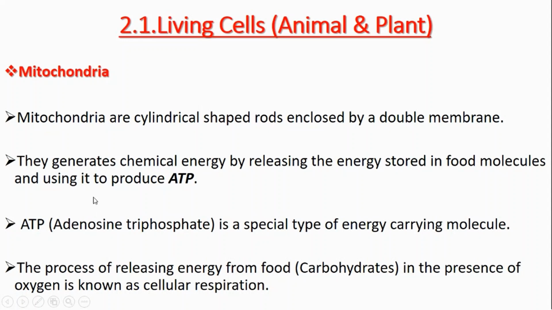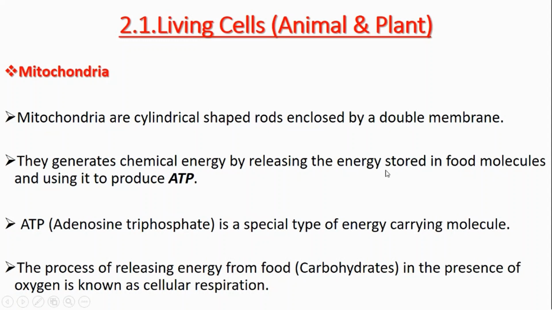Now let's go over the function. They generate chemical energy. So you know that your body needs energy, your cells need energy. So where does this energy come from? It actually comes from the food that you eat. When you're eating food, you're not eating energy, you're eating food.